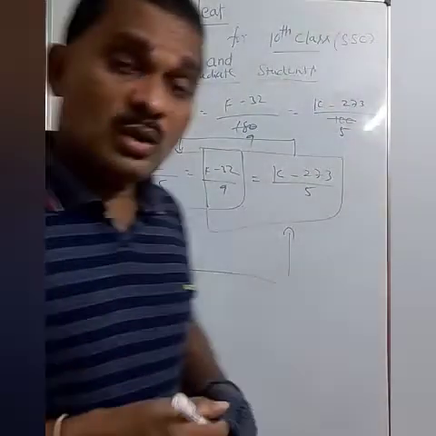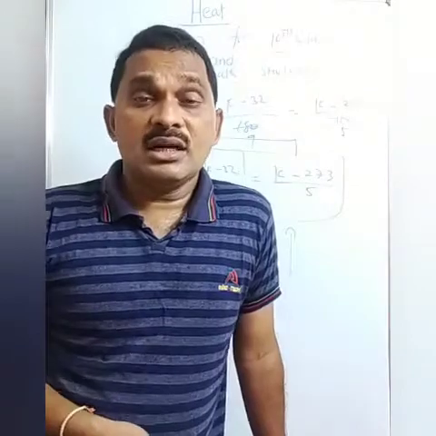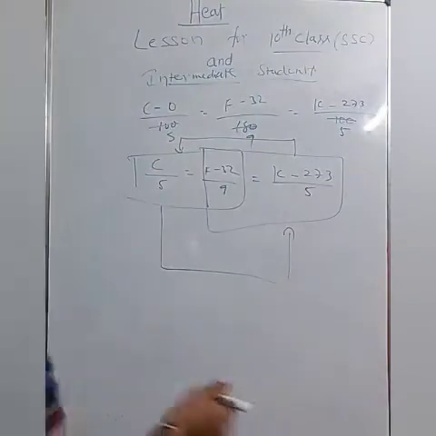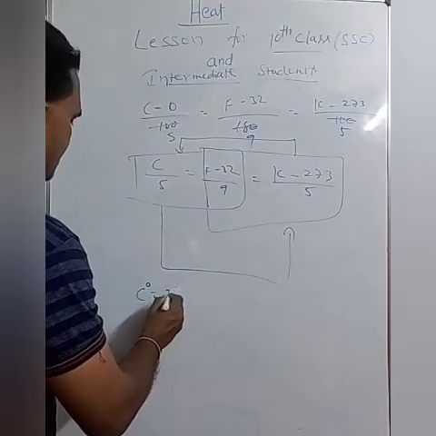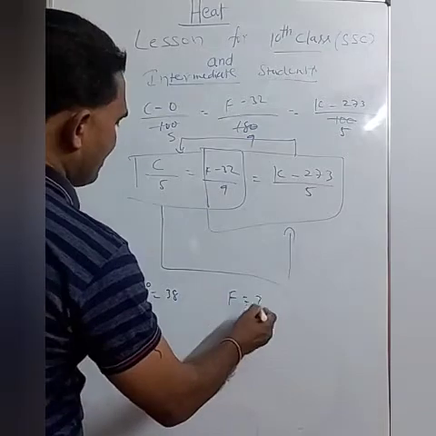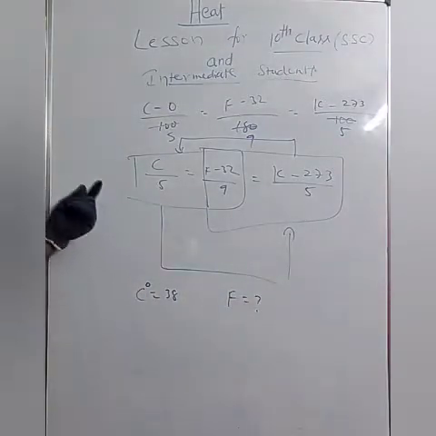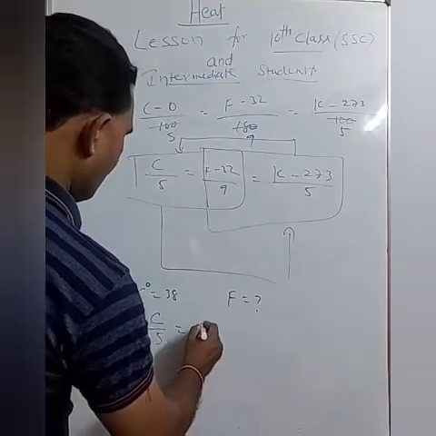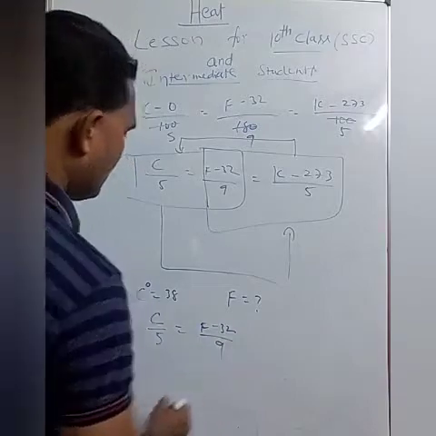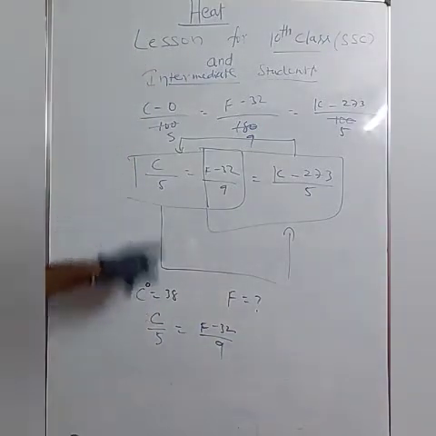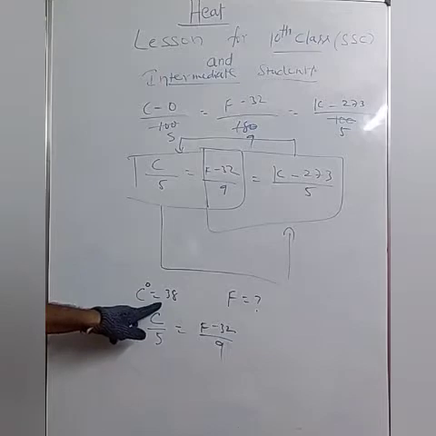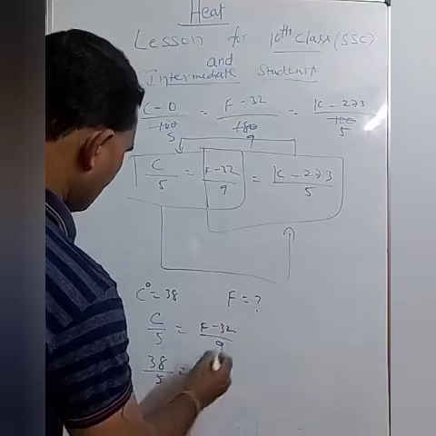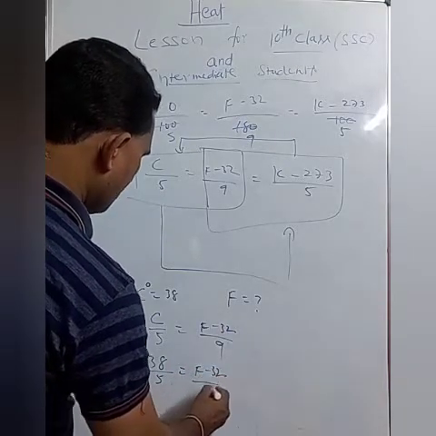So suppose somebody gives you: convert 38 degrees Celsius into Fahrenheit. So degree Celsius C is equal to 38, and we want the Fahrenheit, F. How do we convert? We use this relation: C by 5 is equal to F minus 32 by 9. C is already given in the question as 38 degrees. So 38 by 5 is equal to F minus 32 by 9.